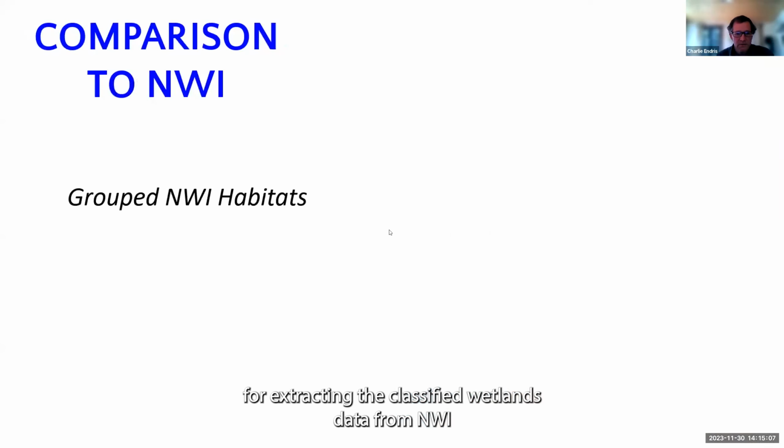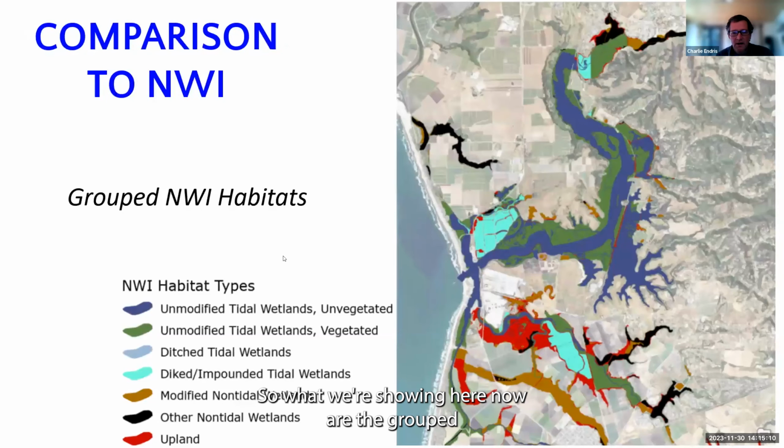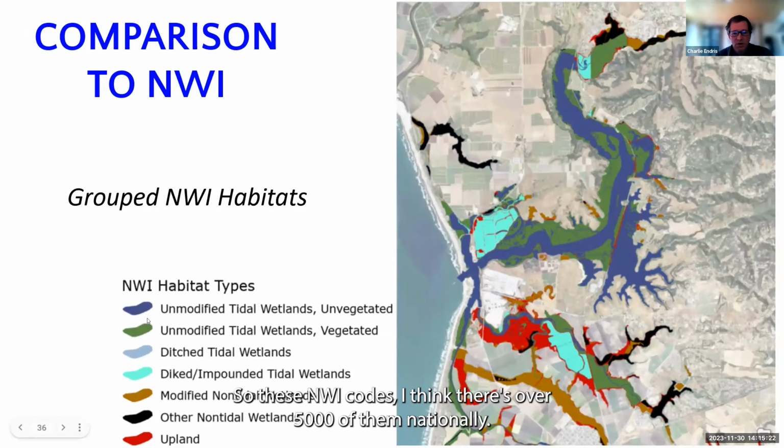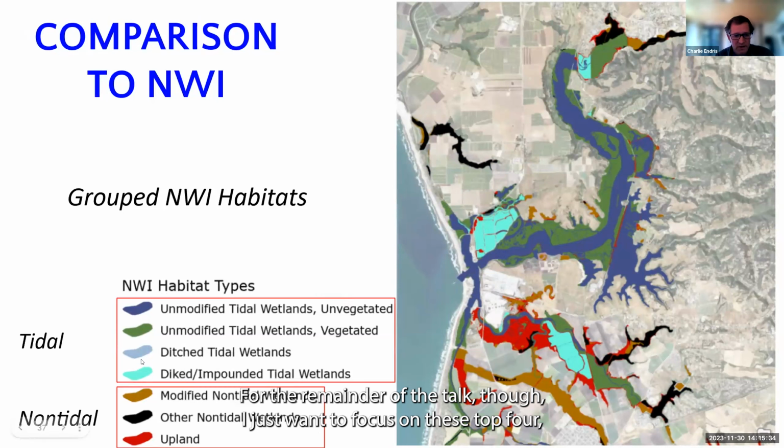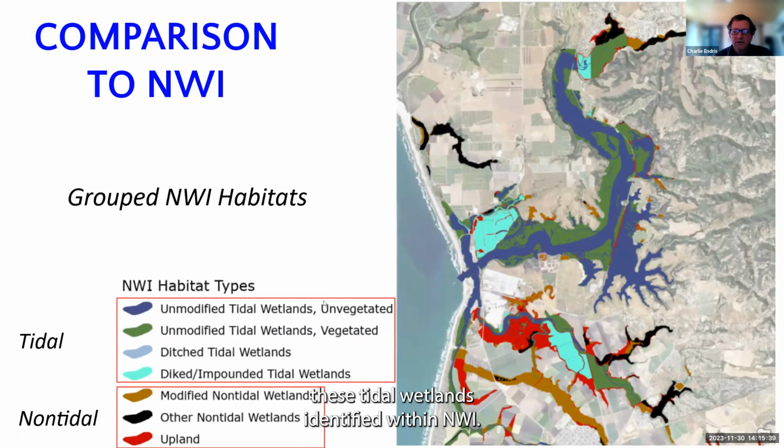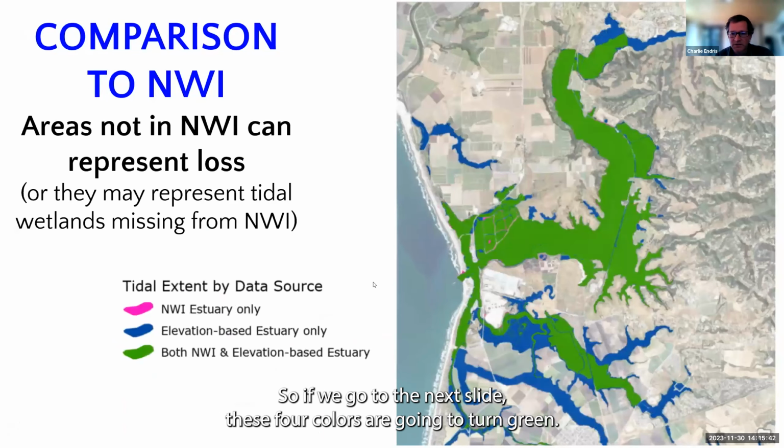So again, this elevation-based estuary extent becomes our foundation, otherwise known as our mask, for extracting the classified wetlands data from NWI. What we're showing here now are the grouped NWI habitats within that same footprint of our elevation-based mapping. These NWI codes, I think there's over 5,000 of them nationally, so we wanted to distill them down to a more manageable number. So I'm showing these 7 here. For the remainder of the talk, though, I just want to focus on these top 4, these tidal wetlands identified within NWI.